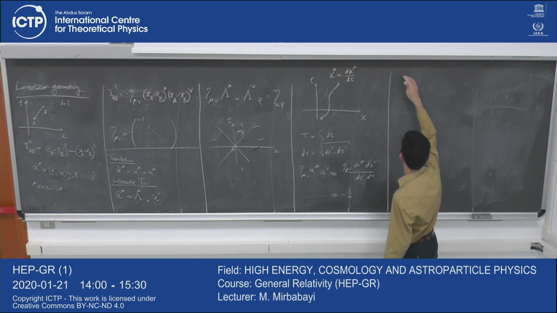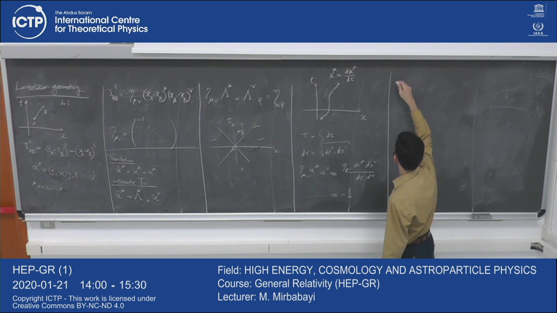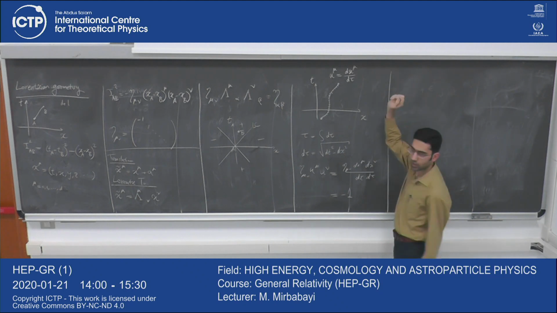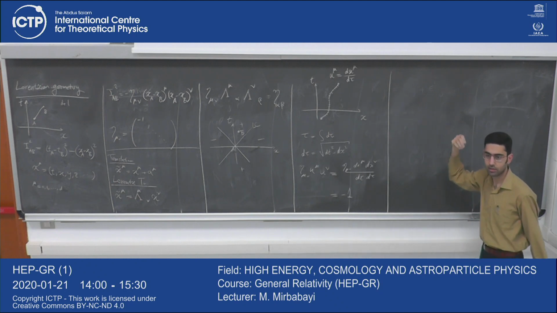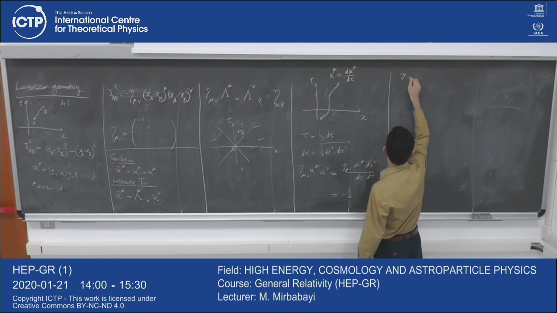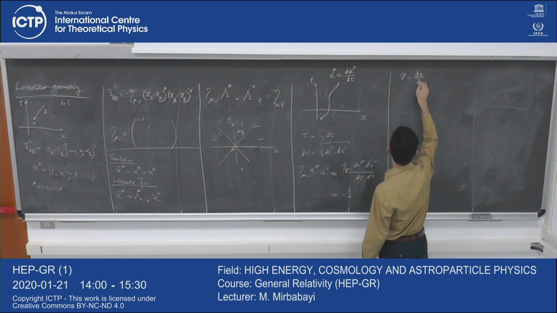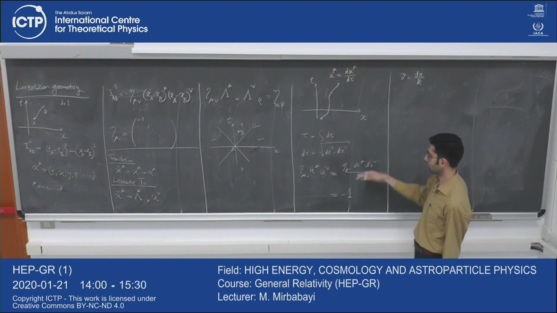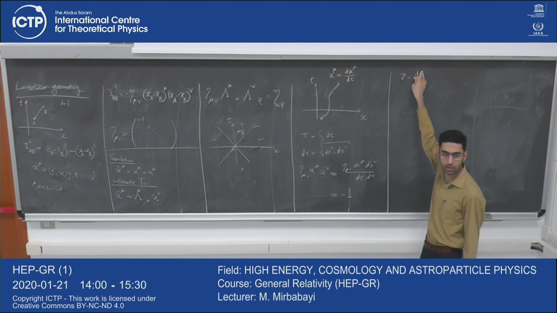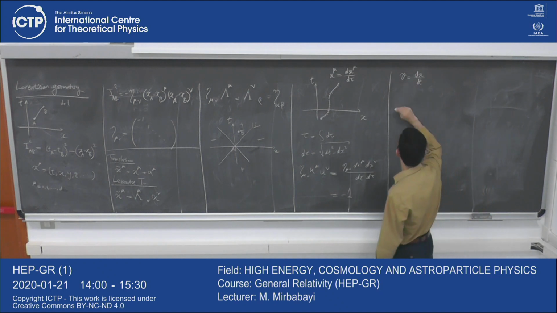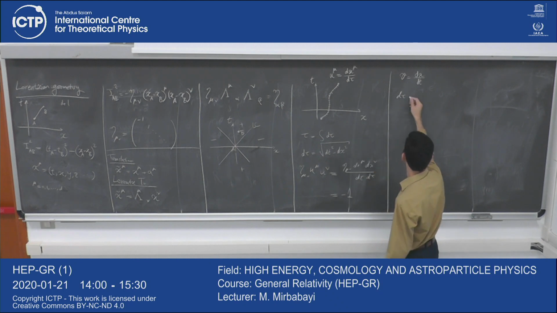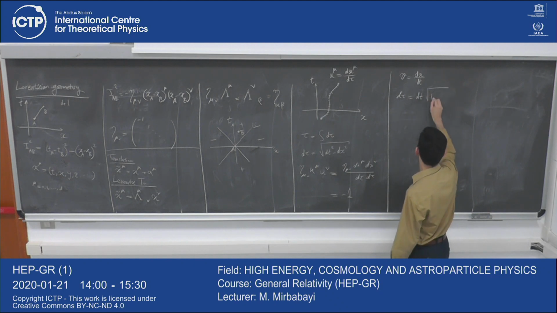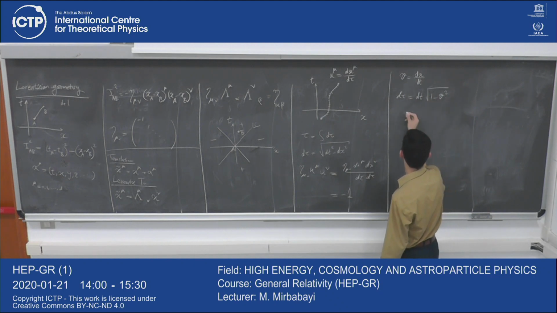So for instance, what is the usual velocity that we are familiar with in classical mechanics? We say v is equal to dx/dt. So now we can ask how these quantities are related to the usual velocity. For instance, dτ that we define here is equal to dt times the square root of 1 minus v squared.